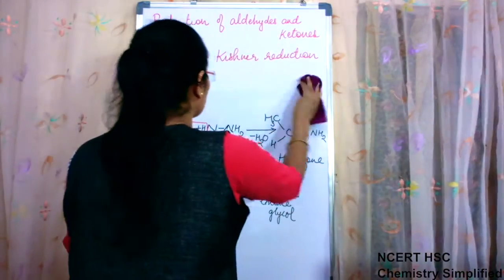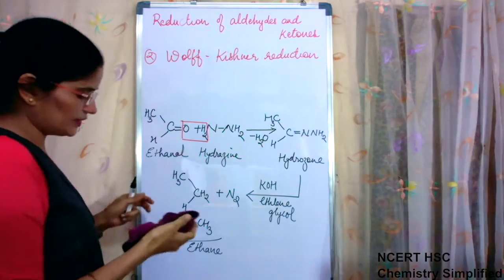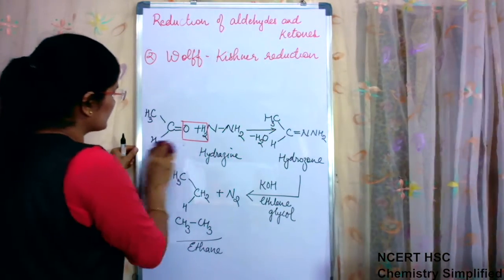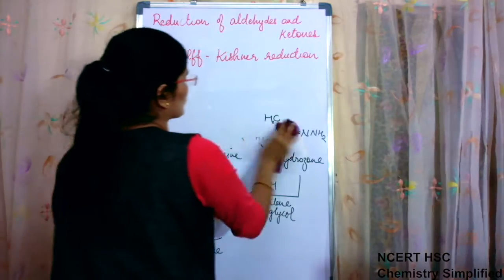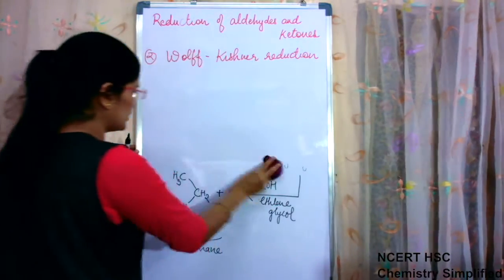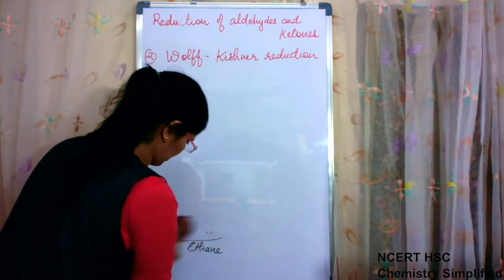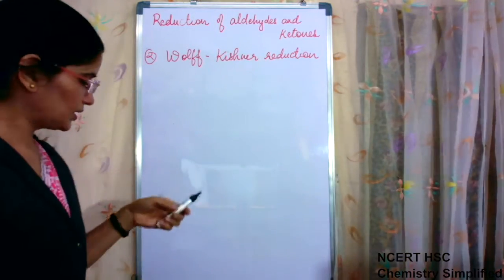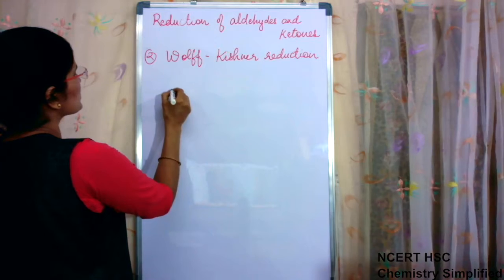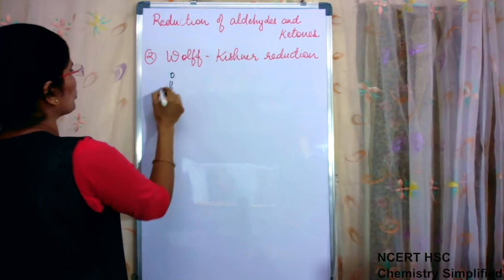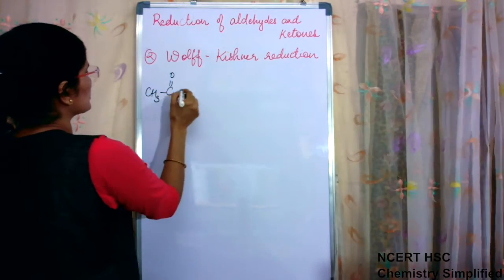Now one example with ketone we can take. It will be just same as we have done with Clemmensen reduction. Only the change is in the reagent. The reaction will remain the same. Okay. So we write ketone here. C double bond O CH3 CH3.